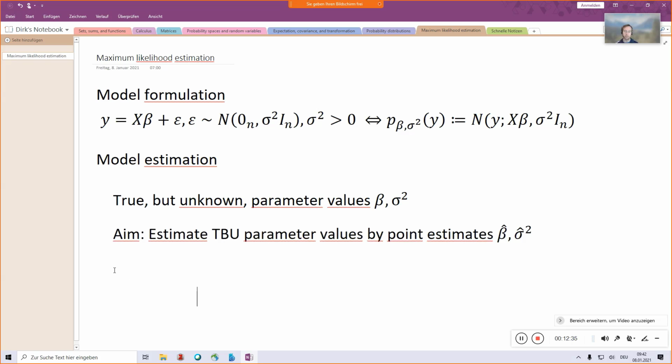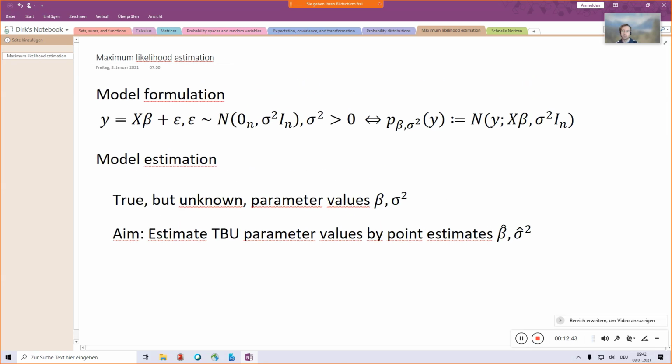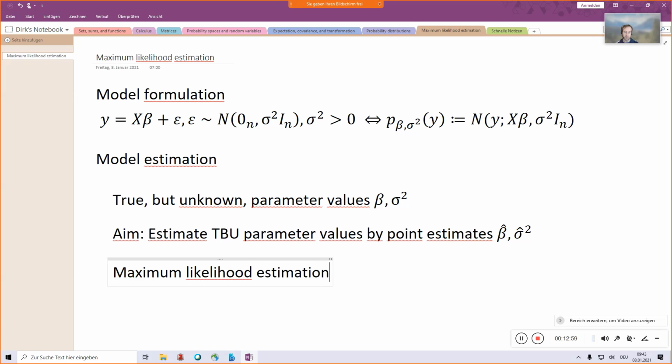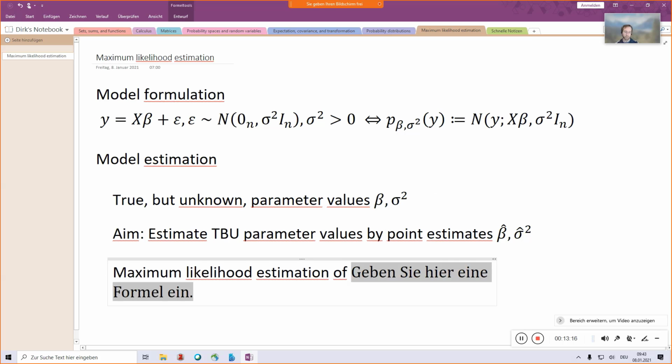And while doing that, I use this possibility to introduce you to a more general means to estimate parameters in probabilistic models, and this is known as maximum likelihood estimation. So what we actually want to establish today are the maximum likelihood estimators of the true but unknown parameters beta and sigma square.